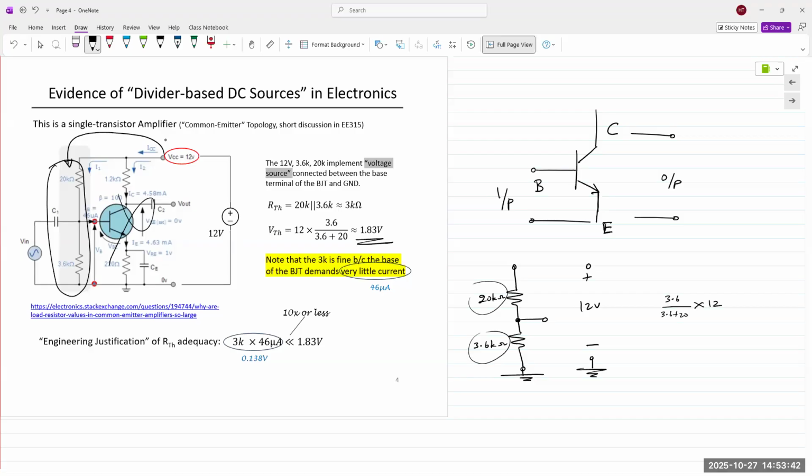So the base of the transistor is effectively receiving only a fraction of the 12 volts. The rest of it is dropping across the 20 kilo ohm resistor. We can say it's wasted energy, if you will, because of the current flowing through the 20 kilo ohm resistor, and the rest of that voltage is not being used. But that's just part of the circuit. We can't build circuits without doing that.